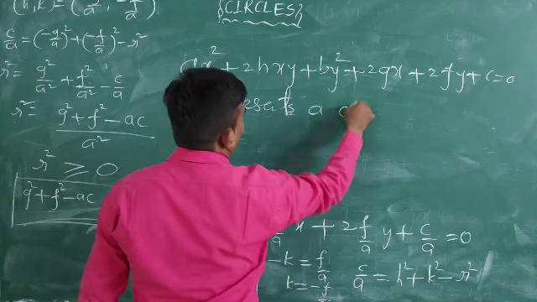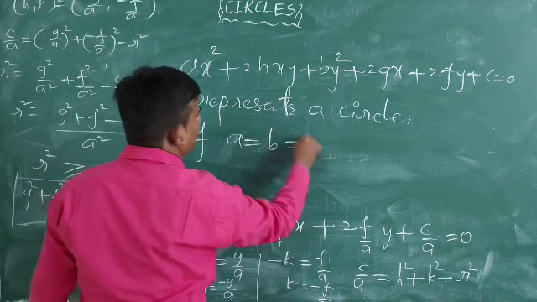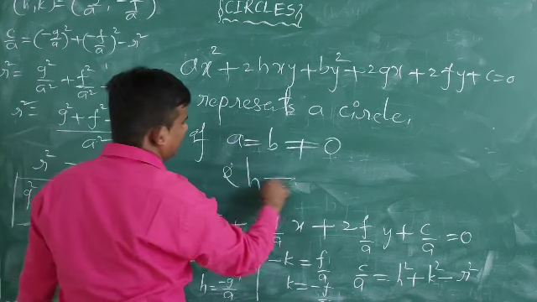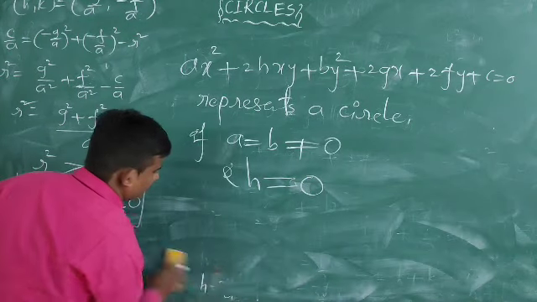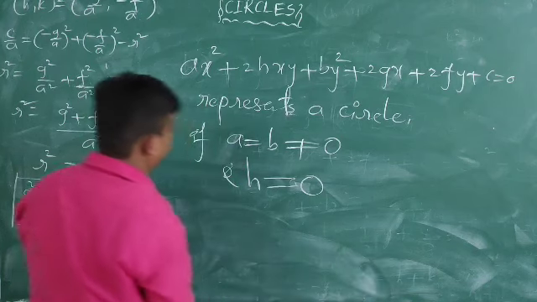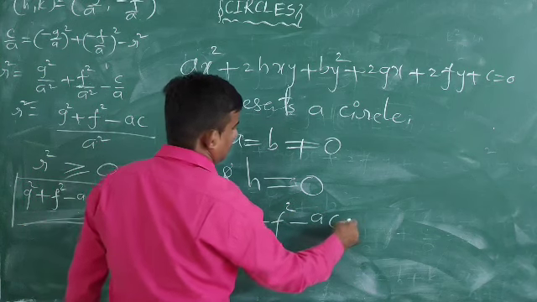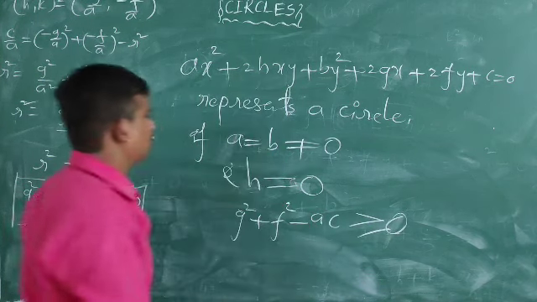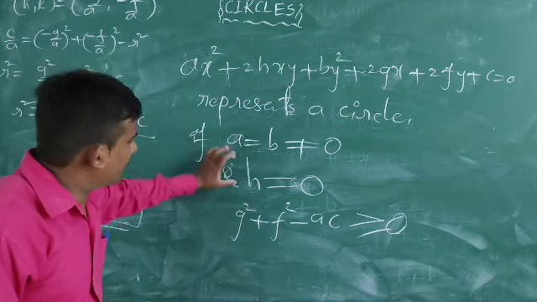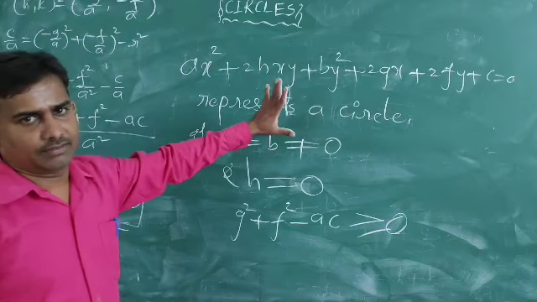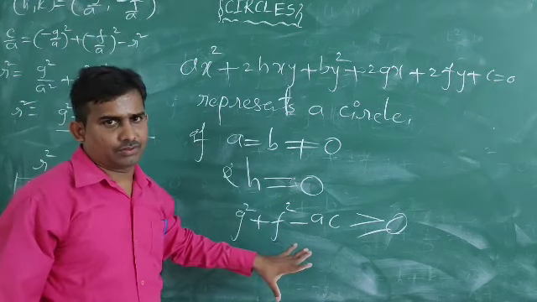It represents a circle if a equal to b and both are not equal to 0, and h equal to 0, and another important condition, g square plus f square minus ac must be greater than or equal to 0. If any second degree equation satisfies these three conditions, then it represents a circle.